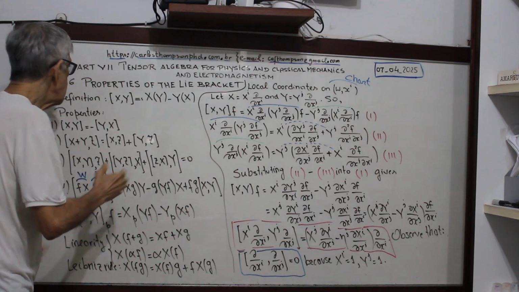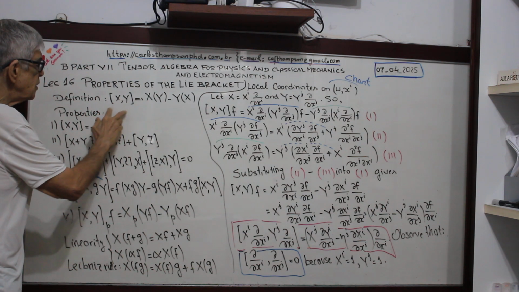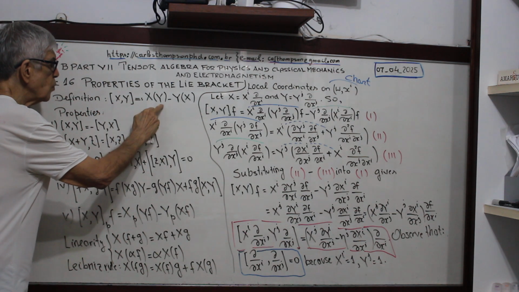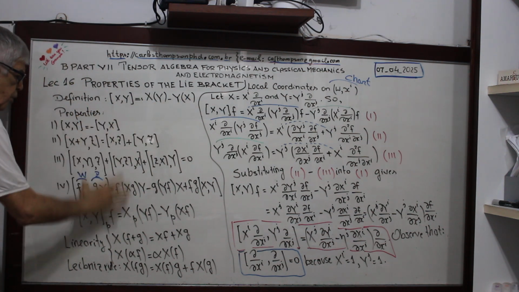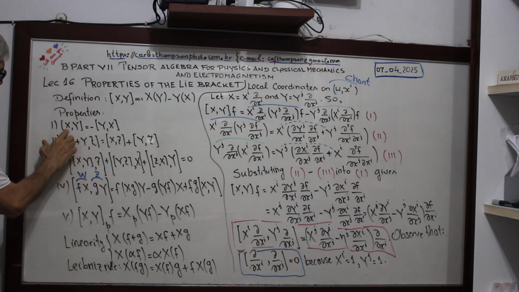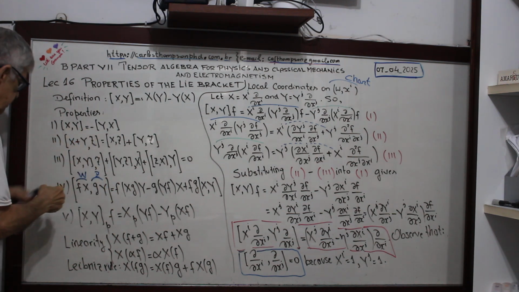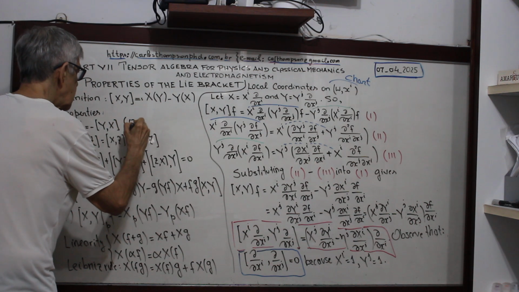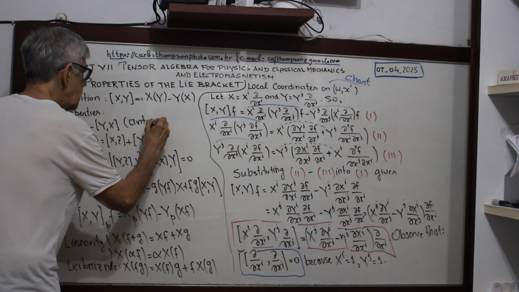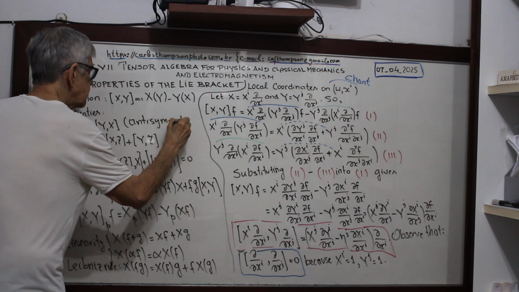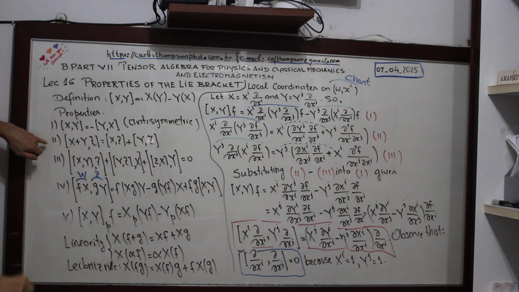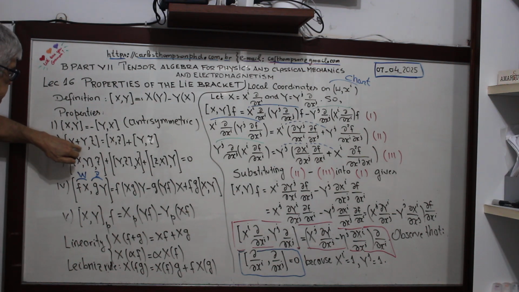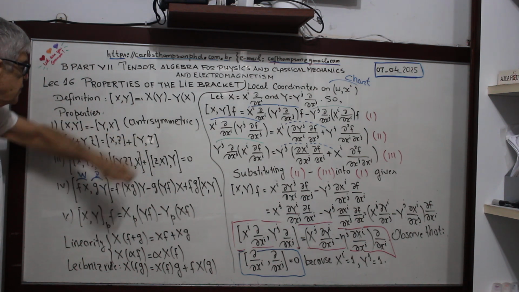So, the definition: the Lie bracket is X acting on Y minus Y acting on X. Here are the properties. Property 1: the bracket [X, Y] is antisymmetric. Now property 2: [X + Y, Z] = [X, Z] + [Y, Z].